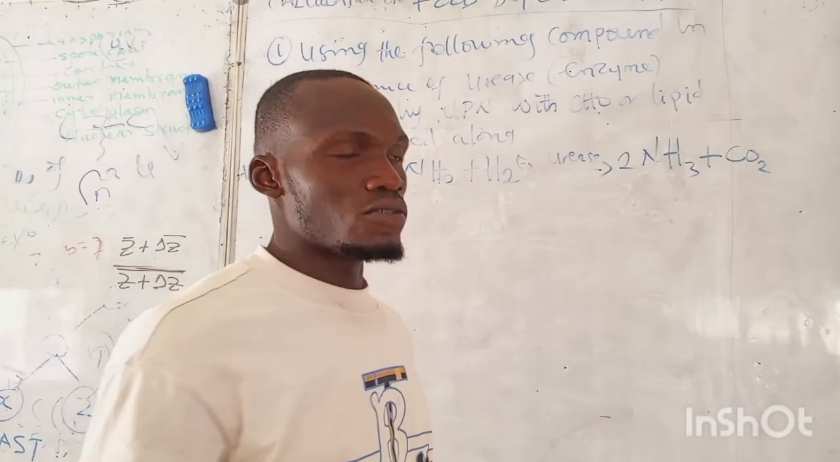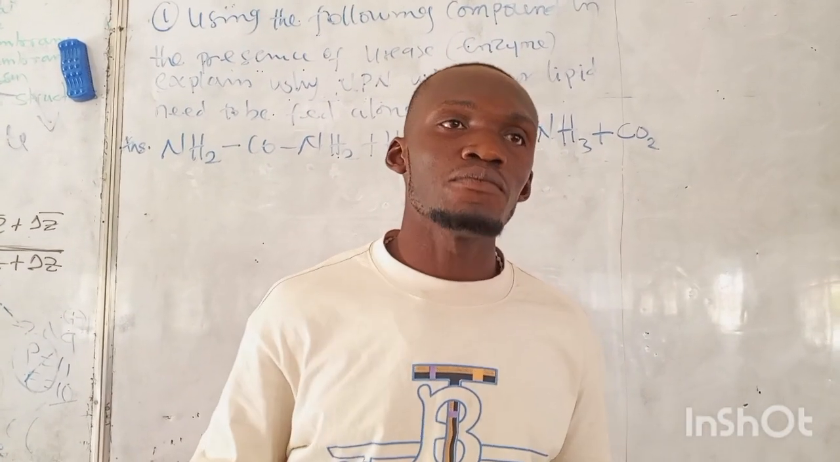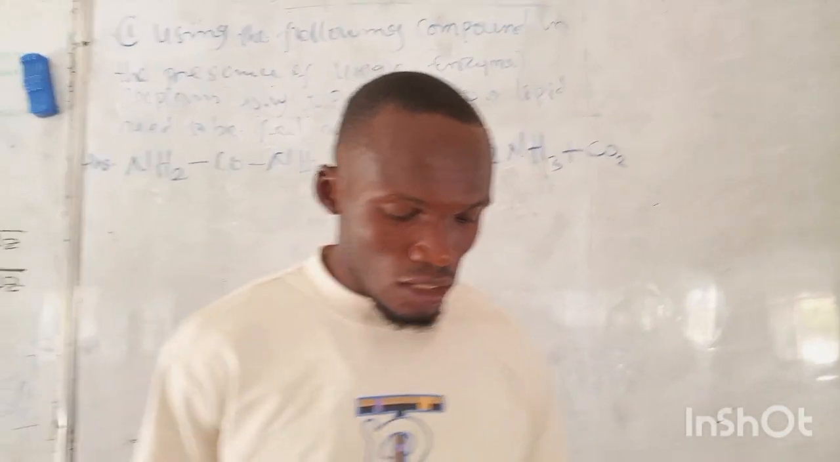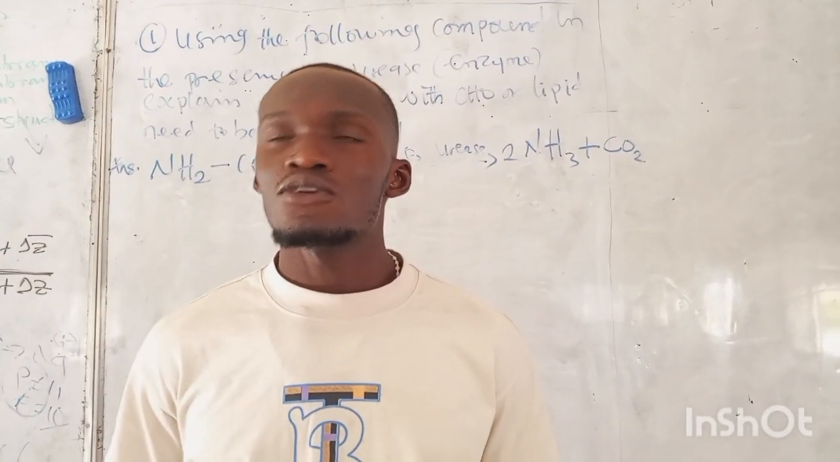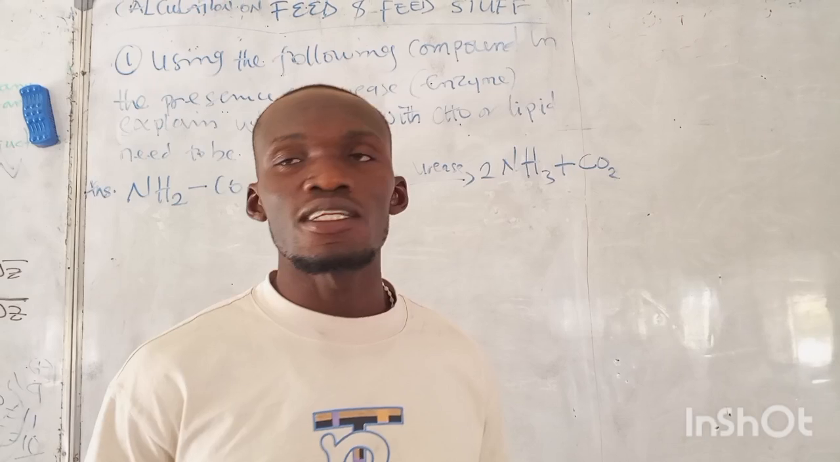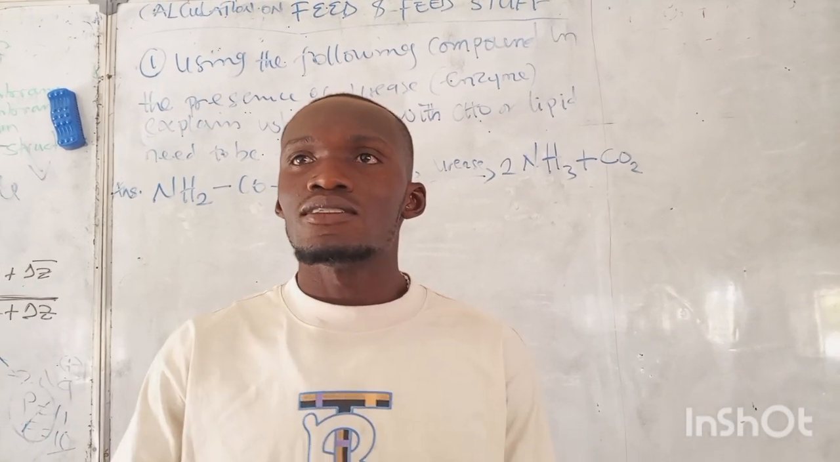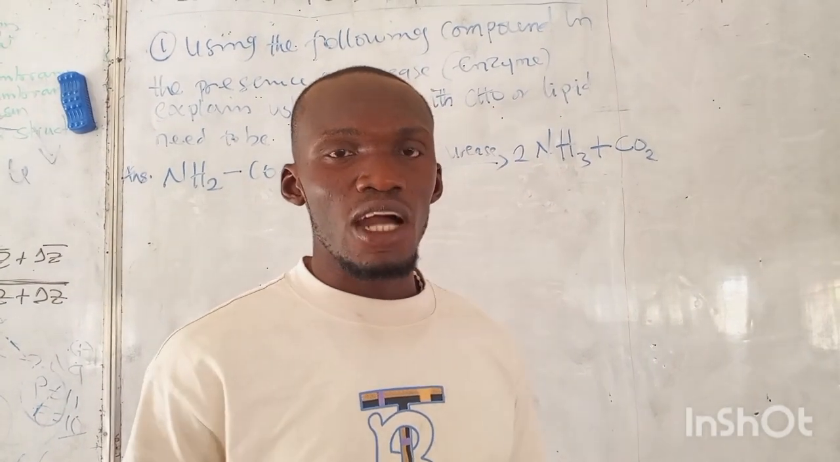A method used to determine the dry matter content of a feedstuff and at the same time the liquid content of that feedstuff. And it can also be seen to determine the chemical composition of a feedstuff. So one can define proximate analysis as a method used to determine the chemical content of a particular feedstuff. So what are some of the calculations?